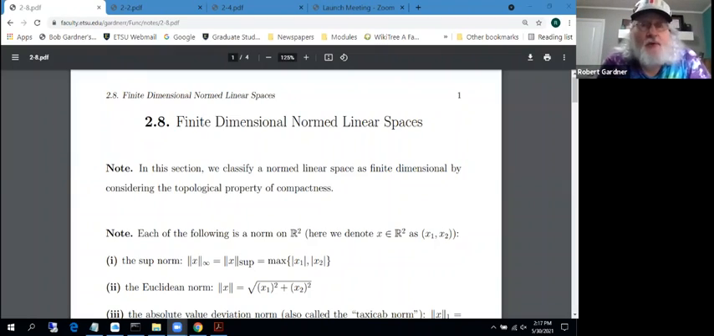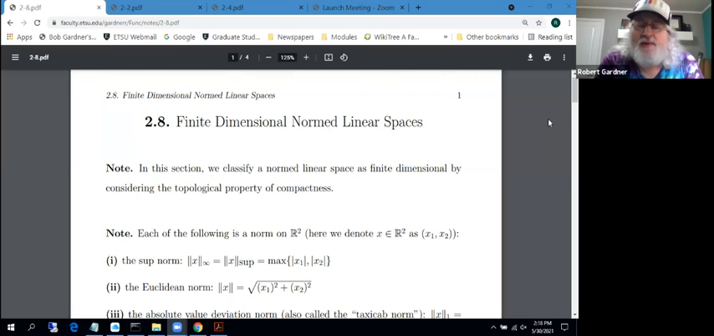Okay, let's do 2.8, finite dimensional normed linear spaces. Familiar setting to you because that's pretty much what sophomore linear algebra is about. You may touch very much in passing on infinite dimensional vector spaces in sophomore linear algebra, but predominantly finite dimensional vector spaces. Here we're talking finite dimensional normed linear spaces. Rn is an example of such.